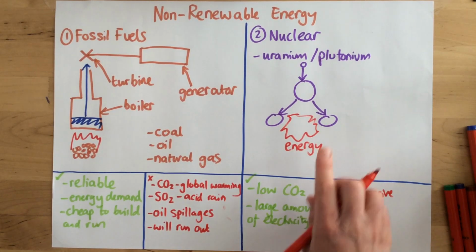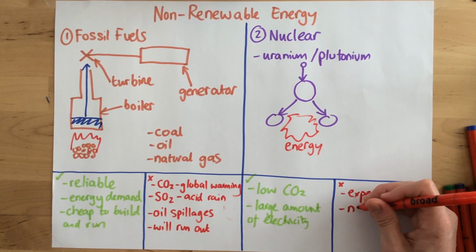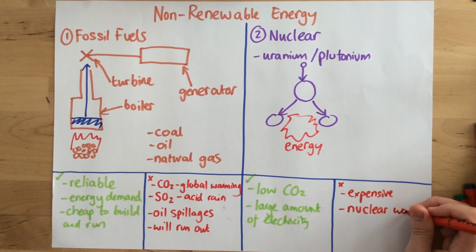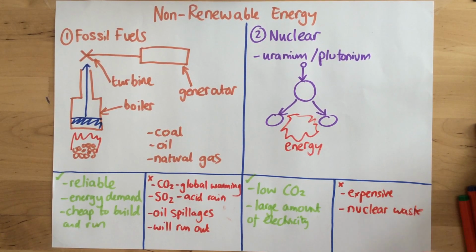But probably the biggest problem with nuclear energy is it produces nuclear waste. Now, nuclear waste is extremely harmful to people and it stays dangerous for thousands of years. So a big problem is thinking what to actually do with this nuclear waste once it's been created. So that, guys, is basically an overview of non-renewable energy.